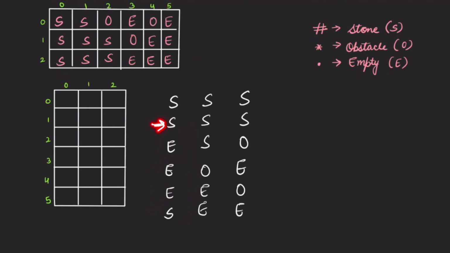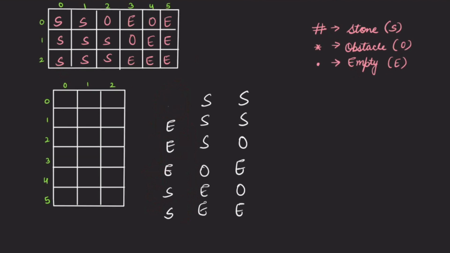Now for this stone, again there are no obstacles or any other stone, so it will also fall to the lowest empty cell, right? Because of gravity, it will always fall to the lowest empty cell, which is this, right? So this will become empty now, and this will be filled with the stone. Similarly for this stone, this is the lowest empty cell, so it will fall here. So this cell is going to become empty, and here we will have our stone. So this is going to be our final matrix, which we need to return as our answer, right?